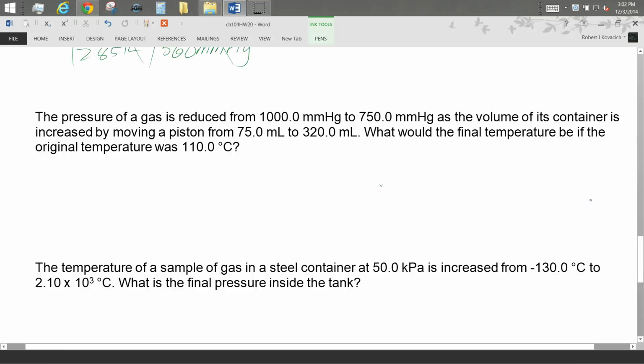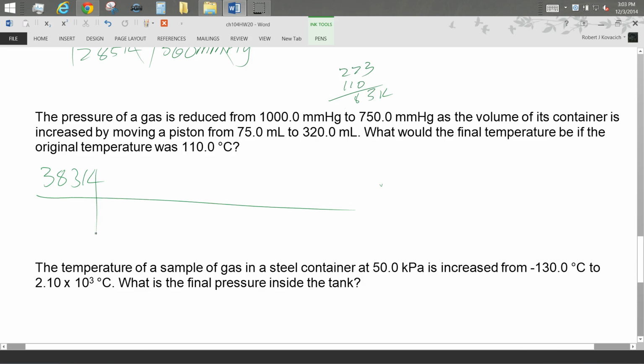So pressure of the gas is reduced from that to that. The volume of the container is increased by that and that, and I want to know what the final temp is. Okay, so I see a temperature thing. It's units, it's gas stuff, so 110 and 273, so 383 Kelvin. Okay, so I got this thing and it's at 383 Kelvin.